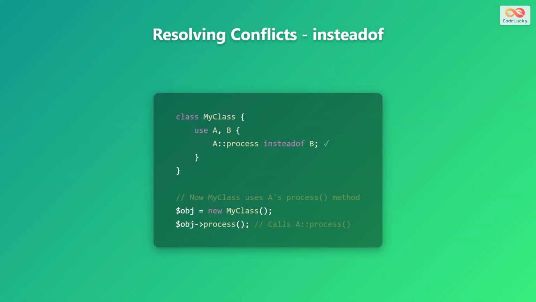To resolve conflicts, you can use the insteadof operator. In this example, we're using both traits A and B in the myClass class. To resolve the conflict between the two process methods, we specify that we want to use the process method from trait A instead of the one from trait B. Now myClass will use trait A's process method. When we create an object of myClass and call the process method, it calls A's process method.